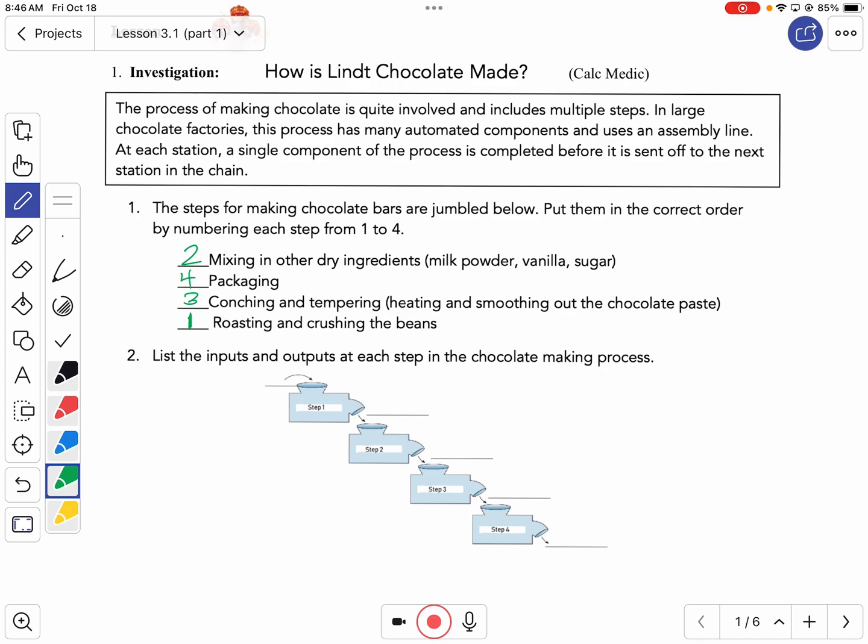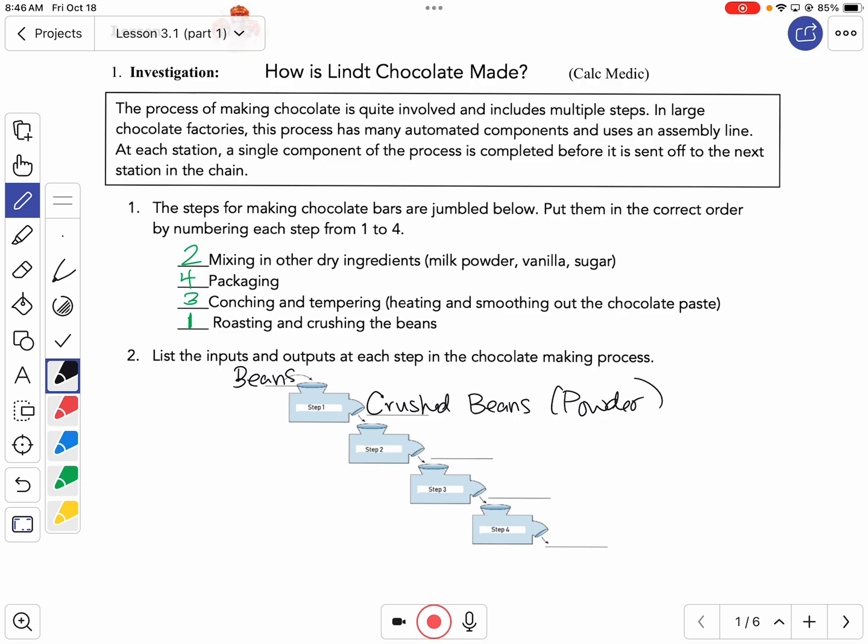So then they ask us to list what the inputs and the outputs are. Like if I put something in, what do I get out in response? What would be the first thing we'd put in? Beans. What do we get out? We get crushed beans, maybe some kind of cocoa powder.